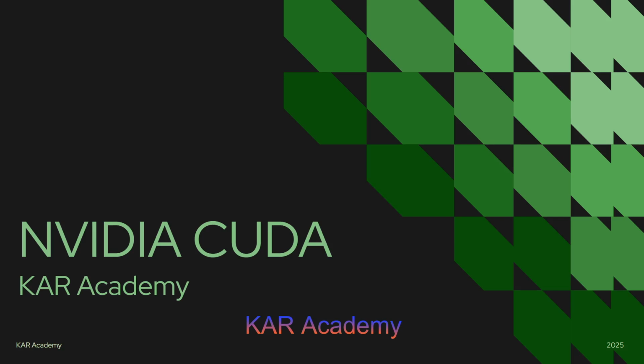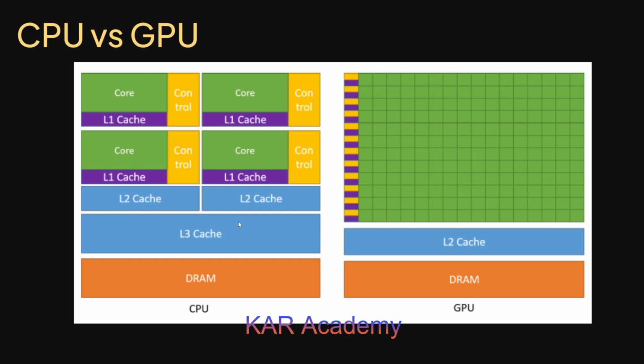In this series of videos, we are looking into Nvidia CUDA programming. In this video, we are going to look into Nvidia CUDA architecture and the device programming model. So in Nvidia CUDA programming, I just want to start with the comparison of CPU versus GPU. CPU stands for Central Processing Unit and GPU stands for Graphics Processing Unit.